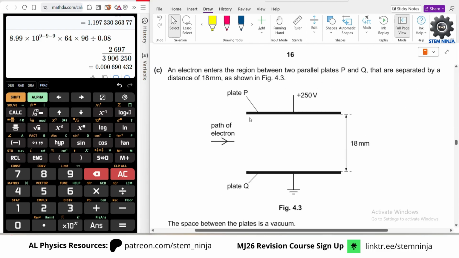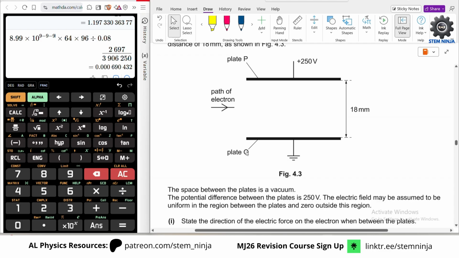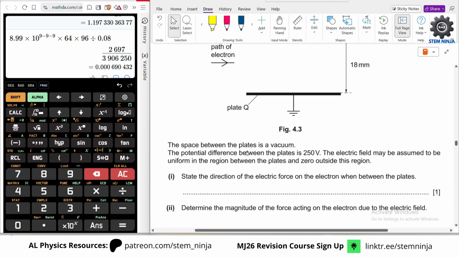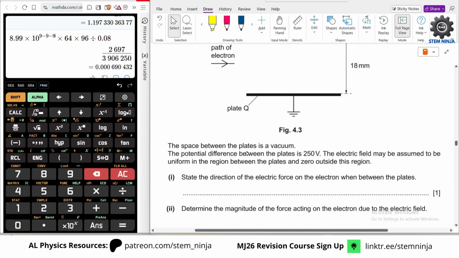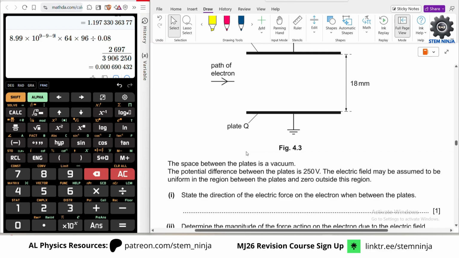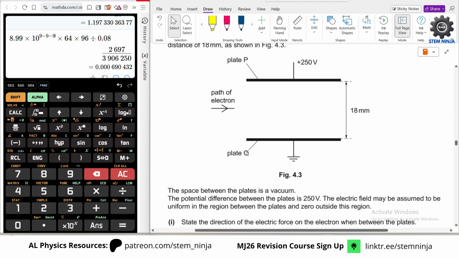Okay, moving on. An electron enters the region between two parallel plates P and Q that are separated by a distance of 18 mm as shown in figure 4.3. Space between the plates is a vacuum. Potential difference between the plates is 250 volts. Electric field may be assumed to be uniform in the region between plates and zero outside the region. State the direction of the electric force on the electron between the plates.